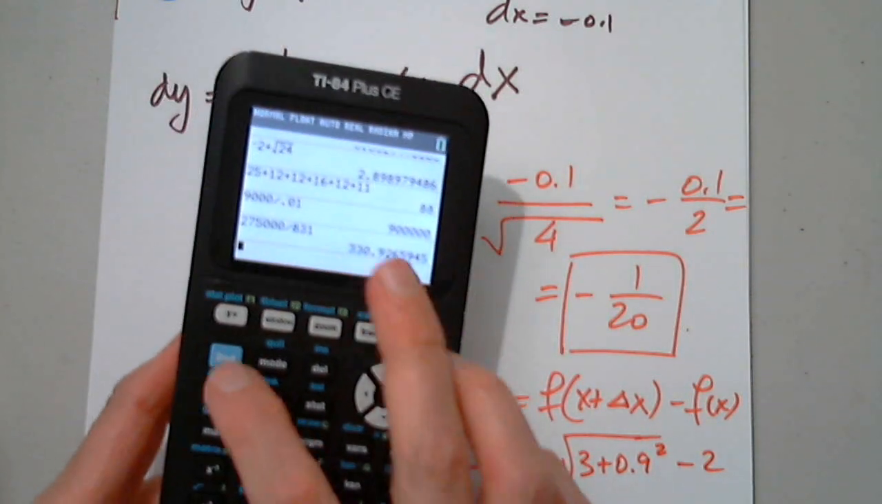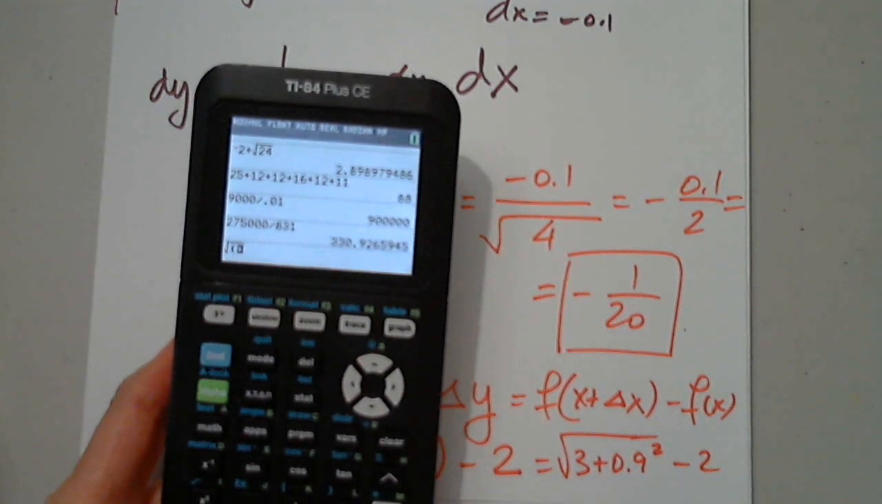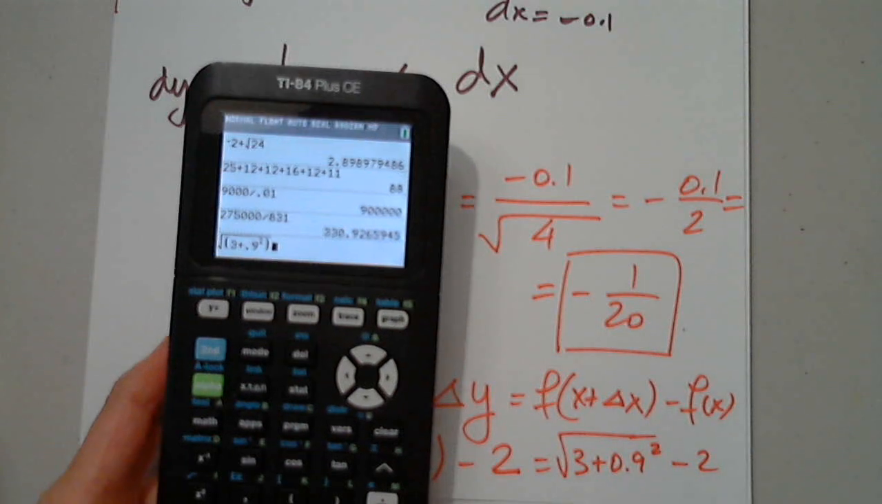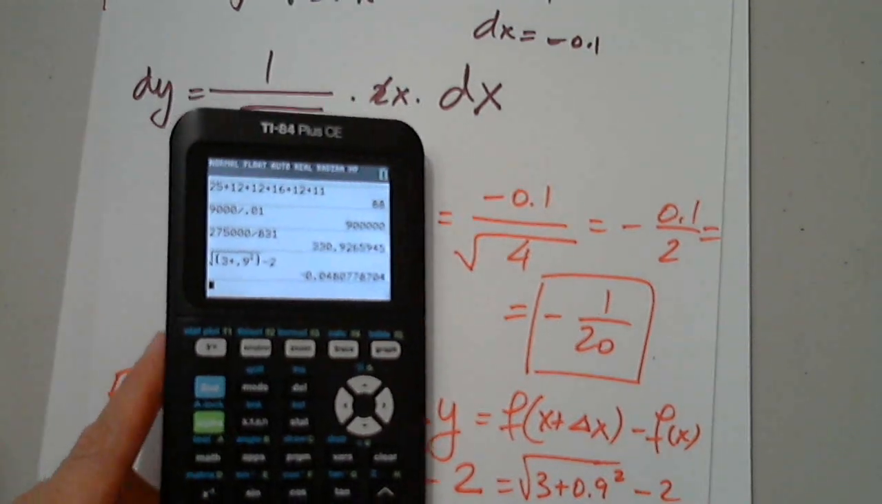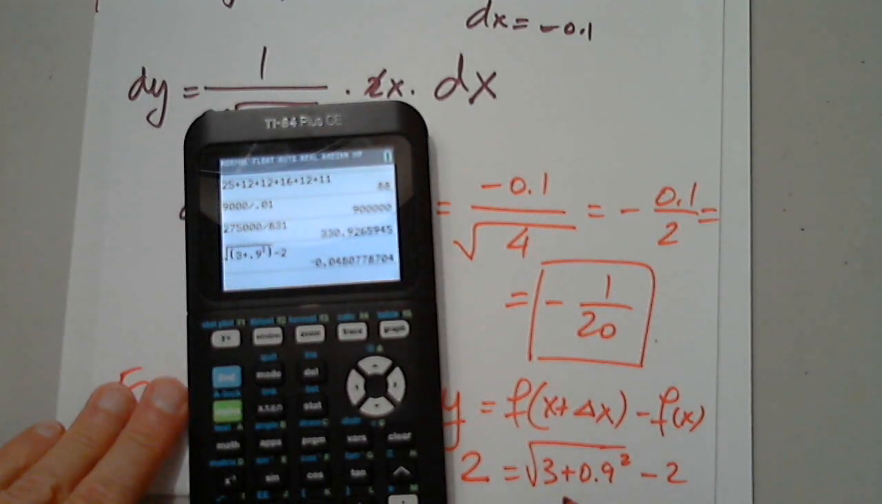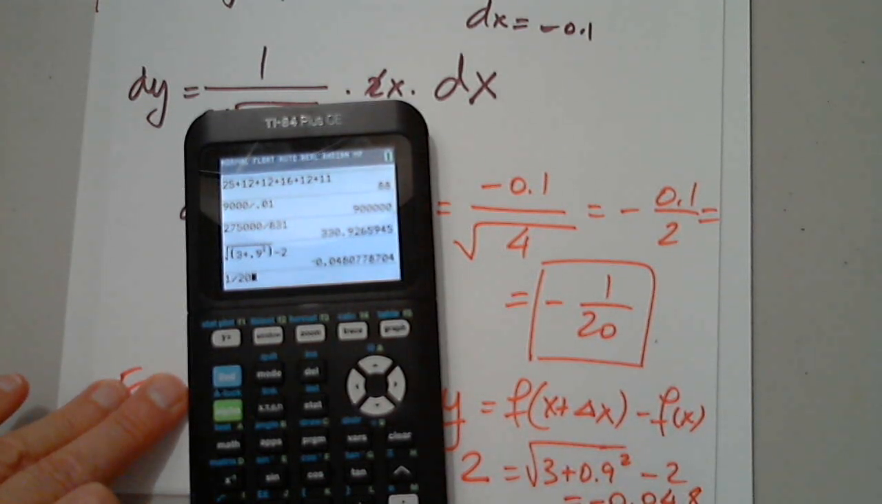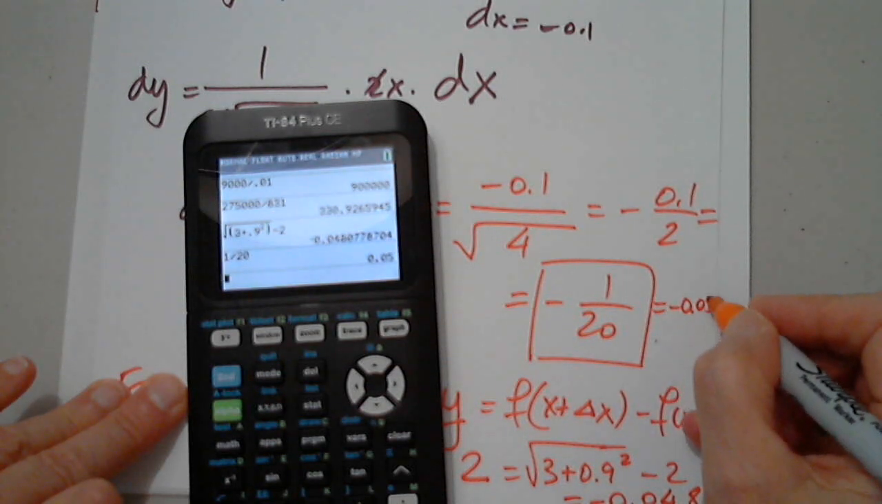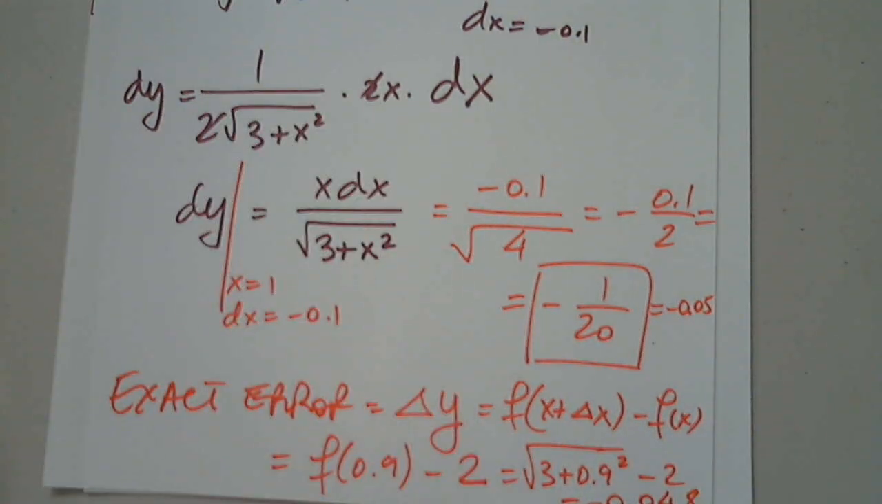And that is the square root of 3 plus 0.9 squared. Close the parenthesis, go outside, subtract 2, and I get negative 0.048, and 1 divided by 20 is negative 0.05. I didn't have to do that with a calculator.